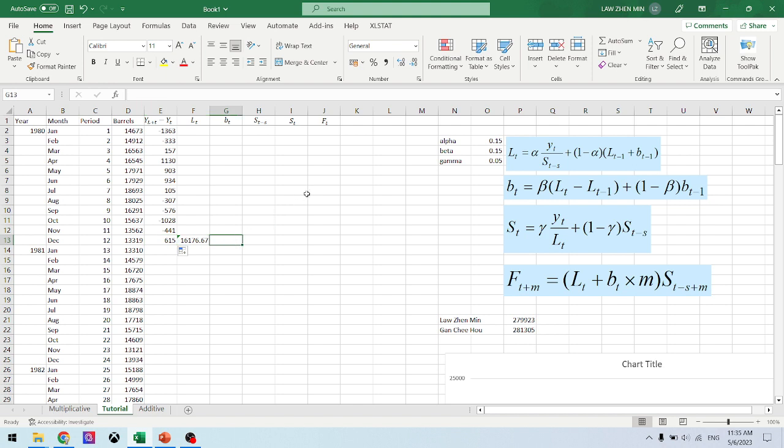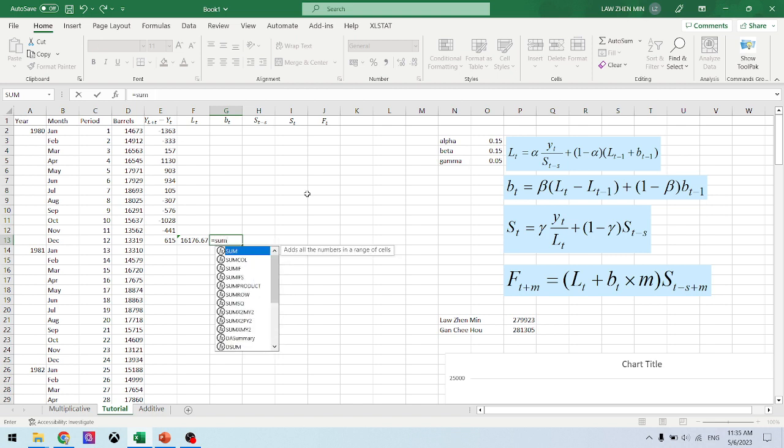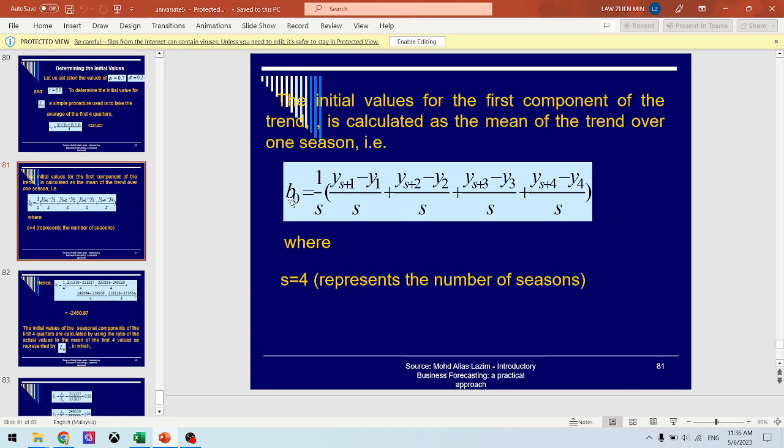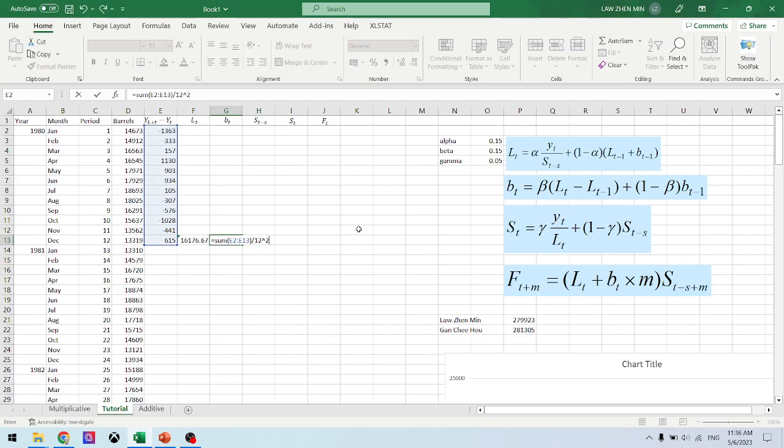For this trend component, you can use the total sum of all these components divided by S, the seasonality length here, which is 12, and we need to square it, because you see that in the formula there is a double seasonality length. So here we need to square the value. Hit enter, and this is the initial value for our trend component.